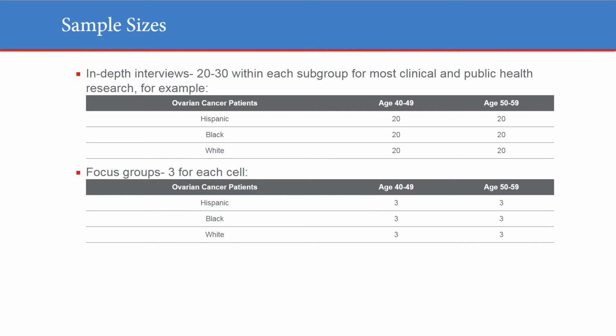And then if you're going to do focus groups with ovarian cancer patients, again, you need to have 3 focus groups with each one of those groups. So we're in the one above for in-depth interviews where you're doing 20 to 30 for each one of those different groups. Here you need 3 focus groups with Hispanic populations of a particular age, 3 focus groups with Blacks of a particular age, and then 3 with the white population of a particular age.